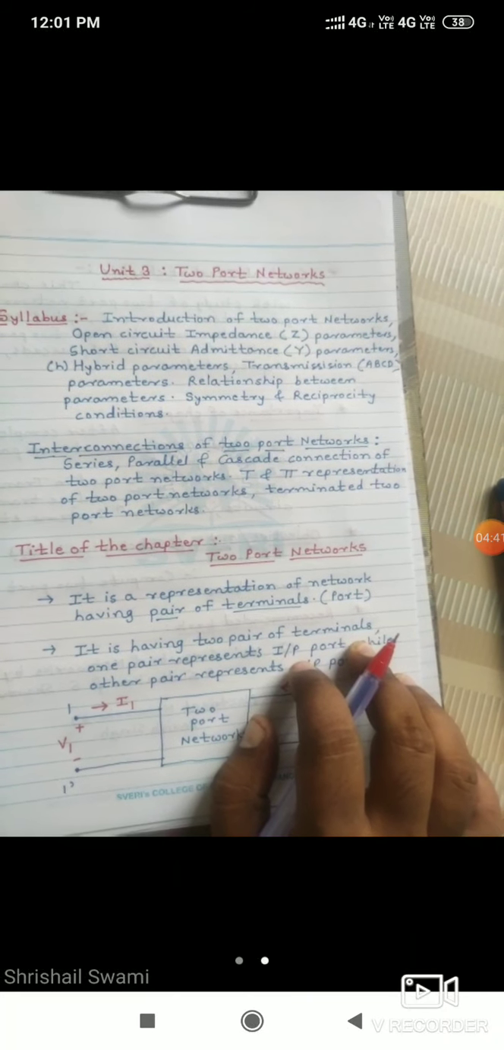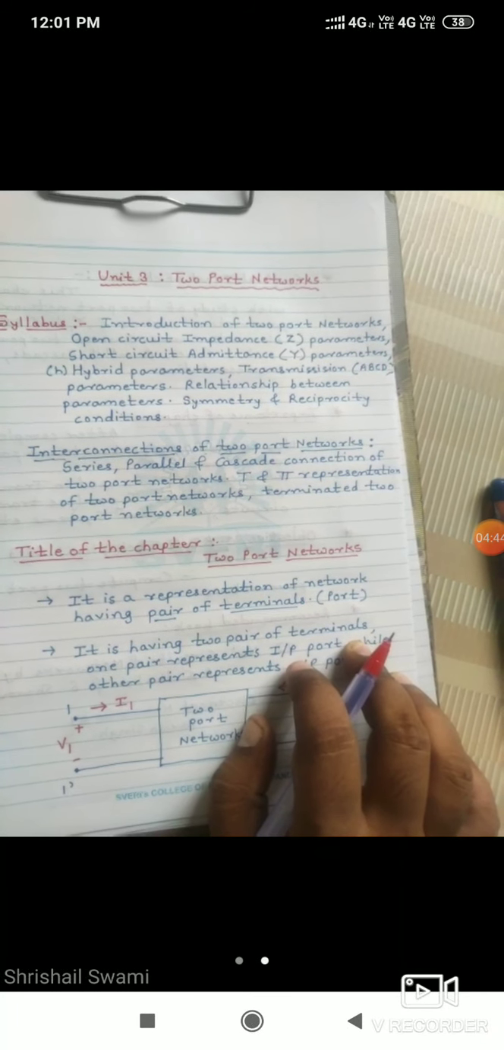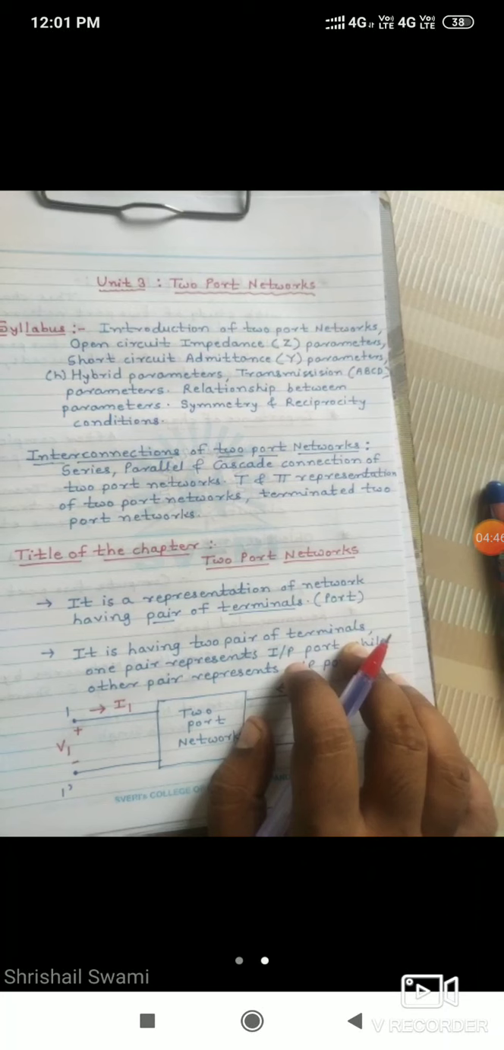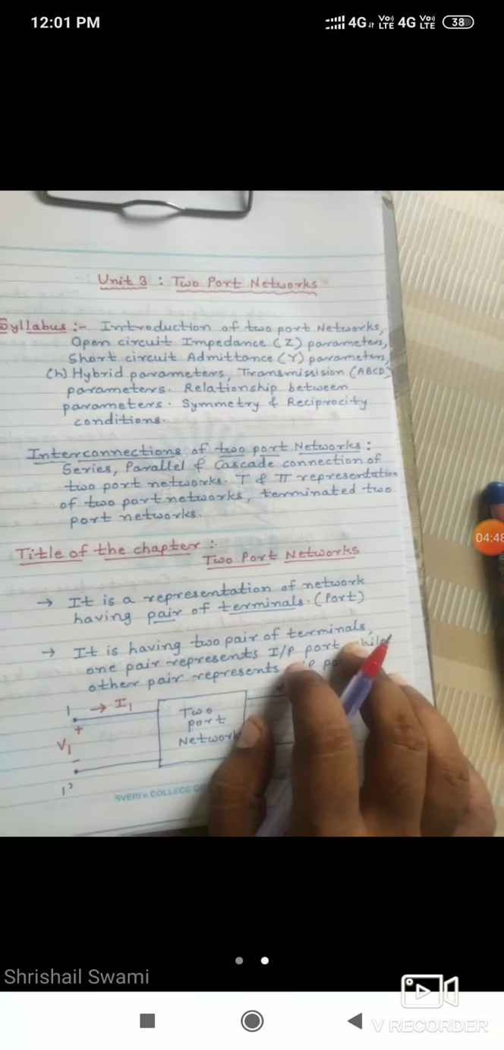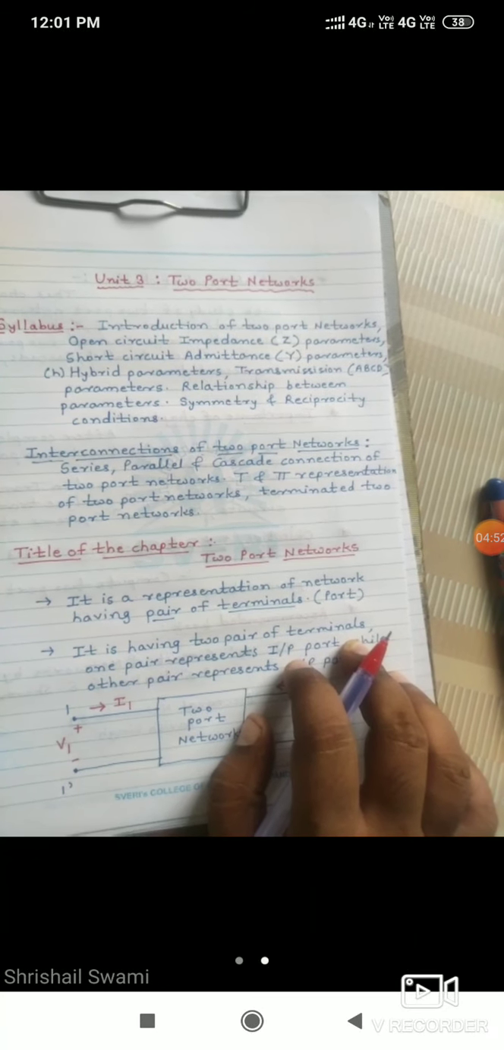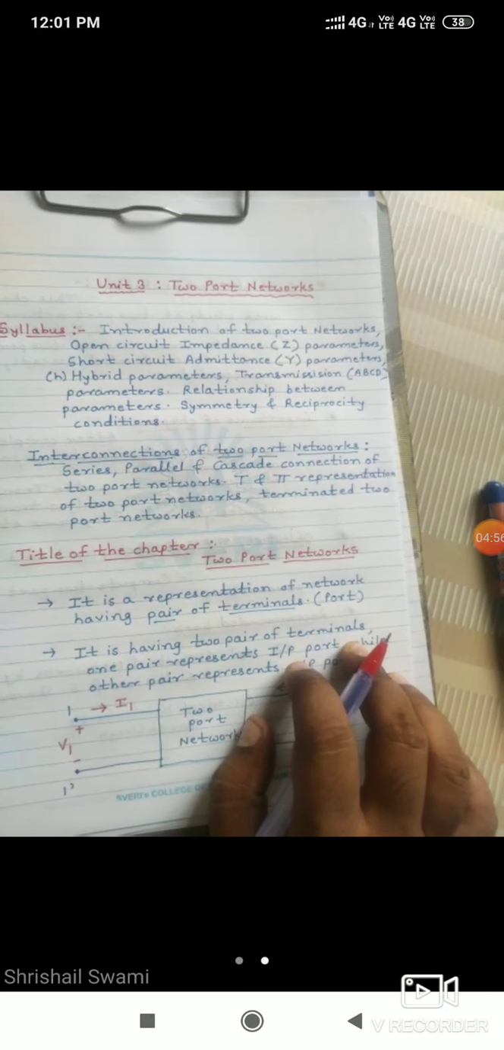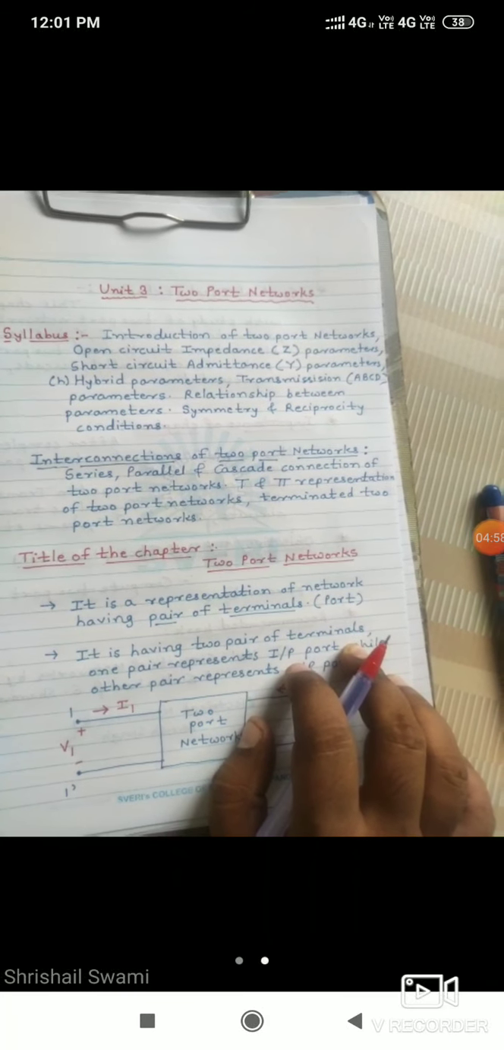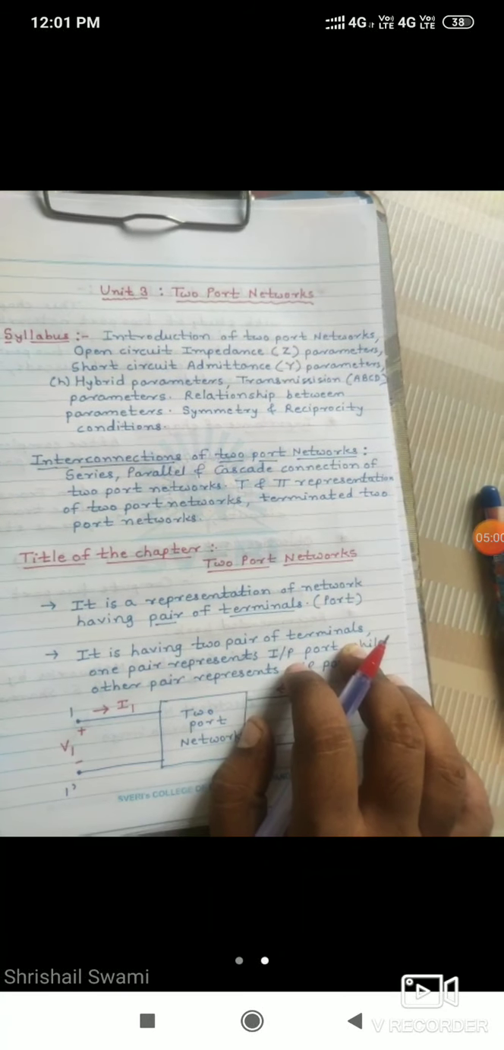Next, in your home, suppose there are 3 rooms: one is a kitchen, one is a bedroom, and another is a hall. Then combined we can say there are 3 different rooms connected in such a way that they form a home or house. So a home or house is nothing but a network. So a network is nothing but what? The interconnection of a number of circuits. This is the meaning of network.